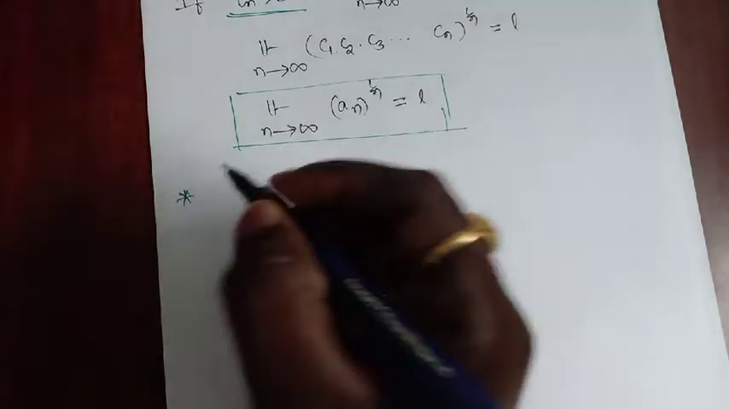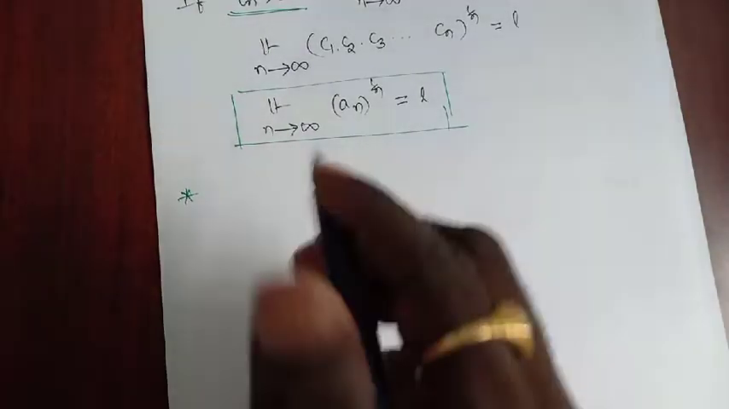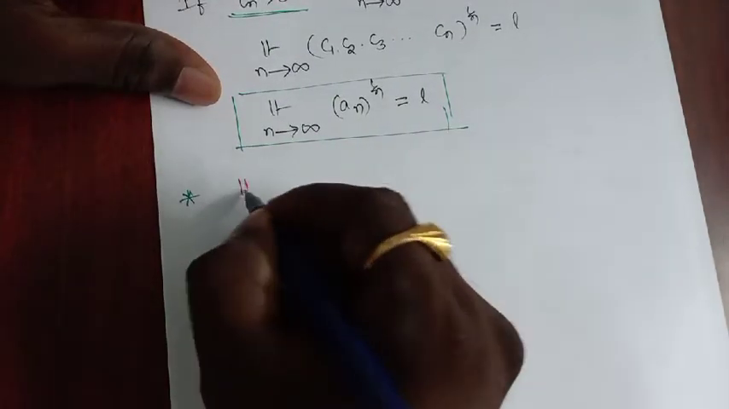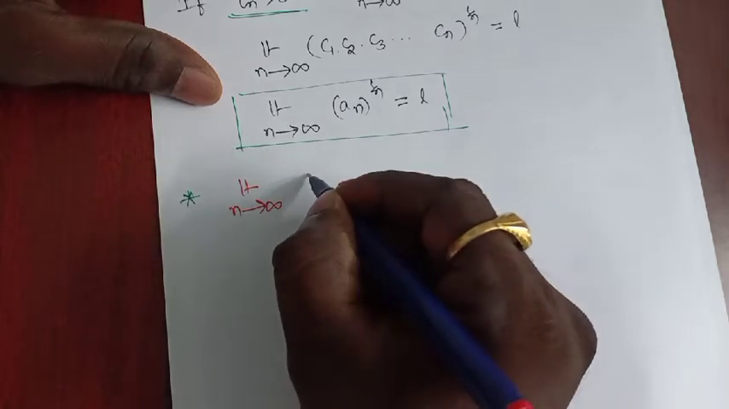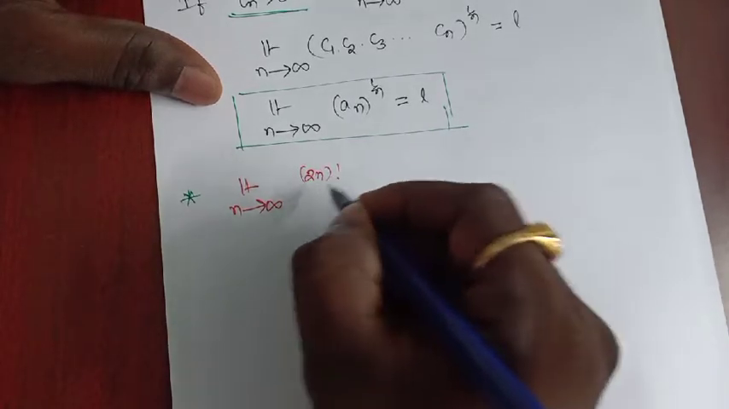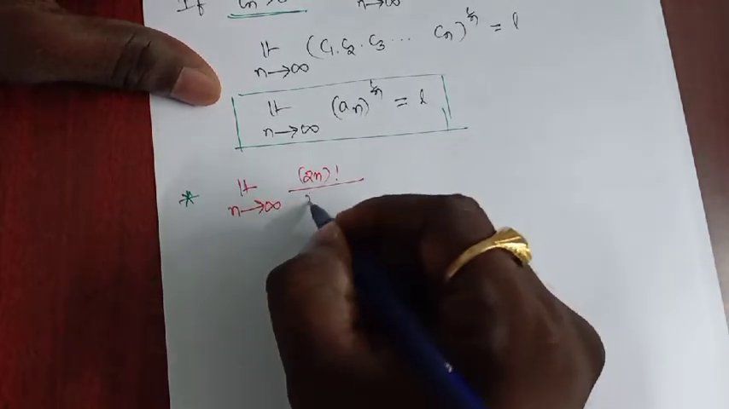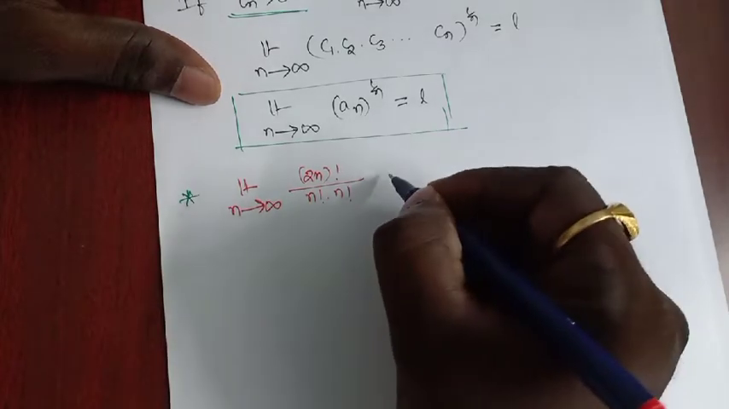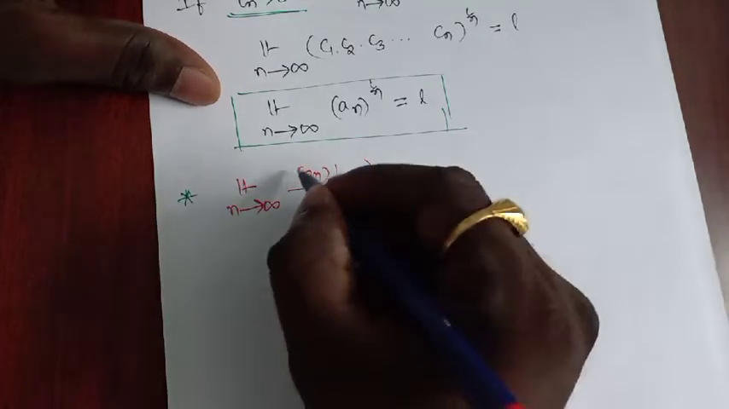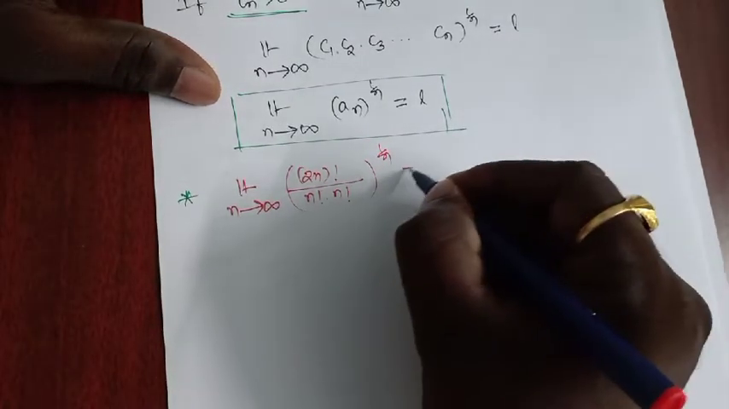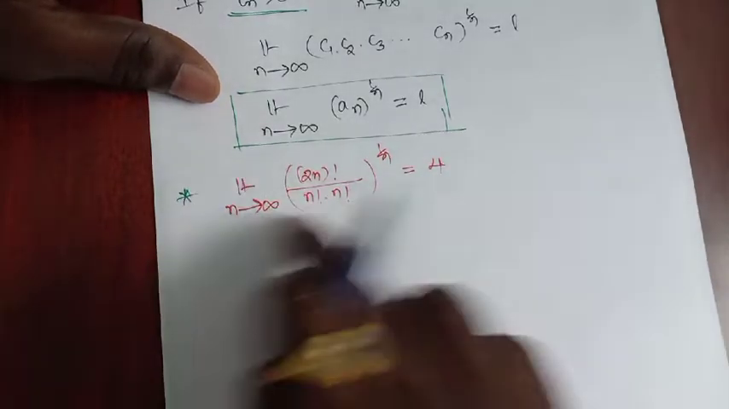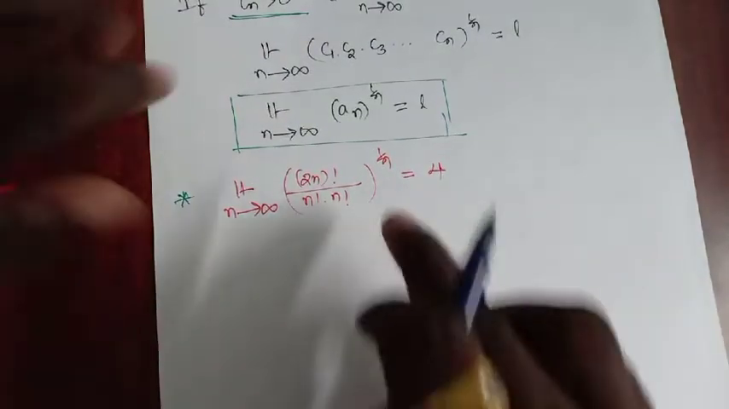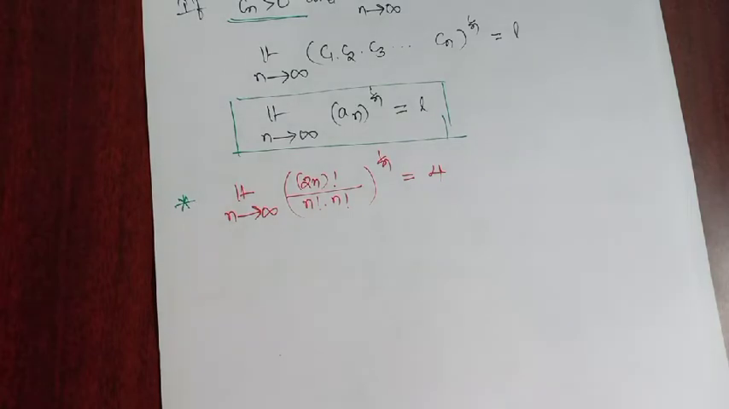The first one is: limit as n tends to infinity of ((2n)! / (n! n!))^(1/n) is equal to what? Fine, we need to prove that this limit is equal to 4. So we need to find this by using Cauchy's second theorem.